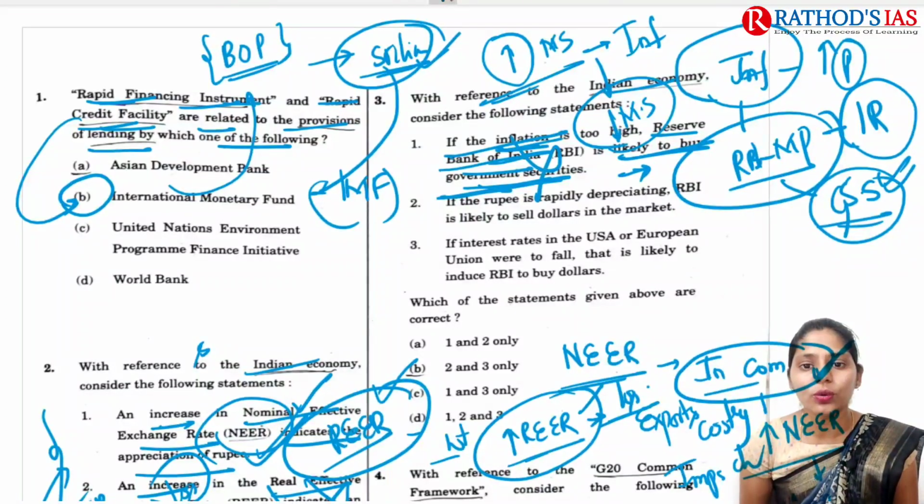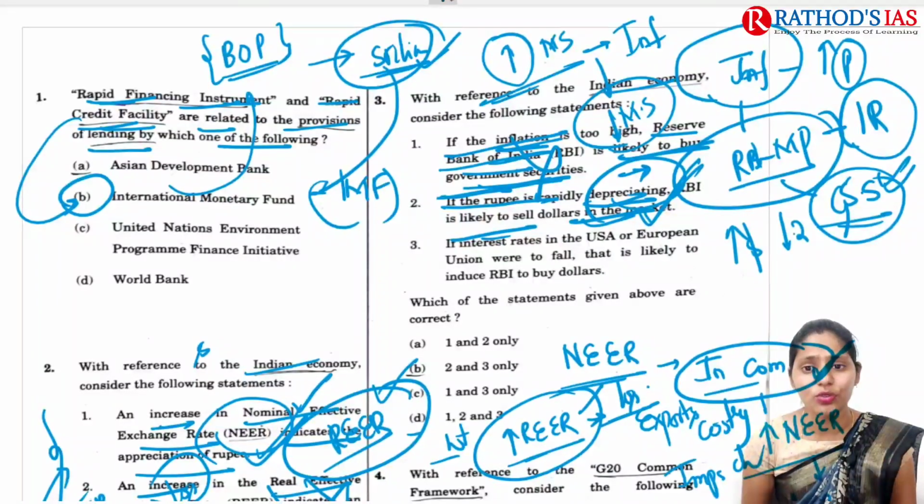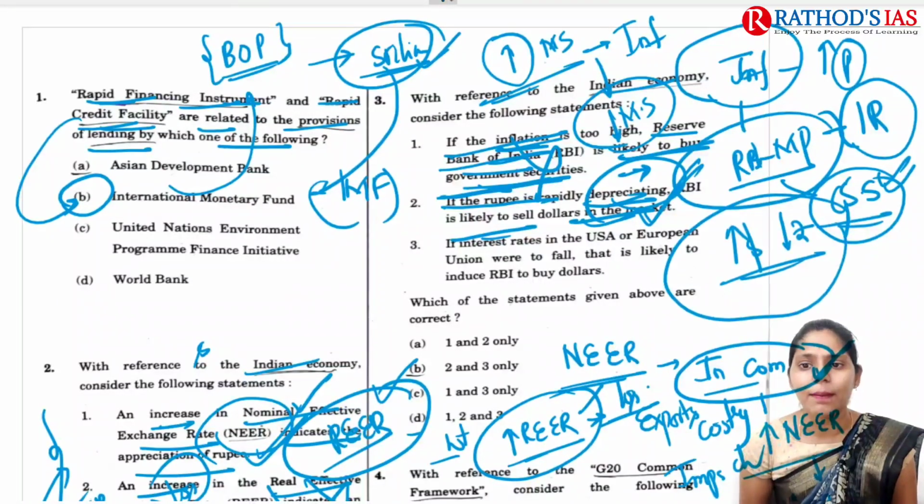It is not going to buy these government securities. And next one is, if the rupee is rapidly depreciating, RBI is likely to sell dollars in the market. Yes, okay, yes. Depreciation means there is an increase in the value of the dollar and a decrease in the value of the rupee. So at that time, RBI wants to maintain or stabilize its rupee price, so it will mainly be selling dollars into the market.